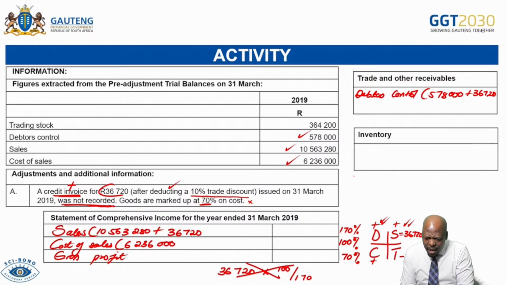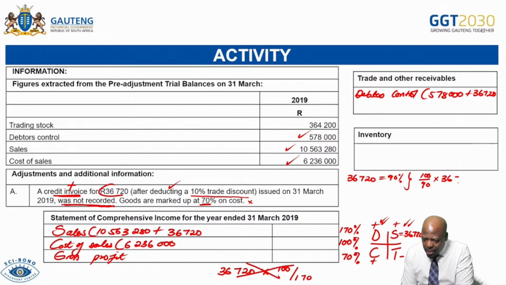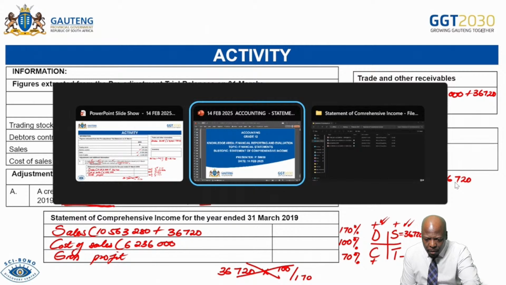So what I know is this 36,720 is not the 100% because we have already taken out 10%. So this is 90%. So what I therefore want is what was the 100%. To get that, I would therefore say what I want is 100. What I have is 90. Then I multiply this by my 36,720. Let's get the adding machine back.